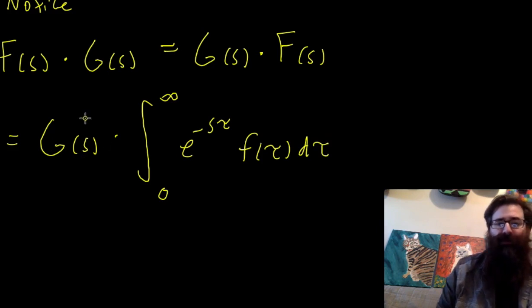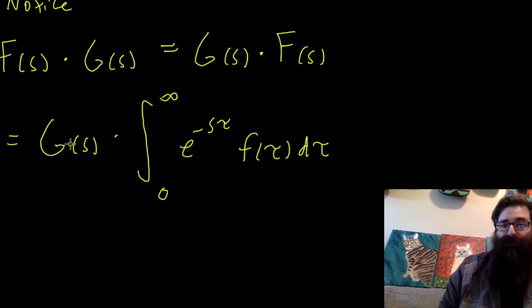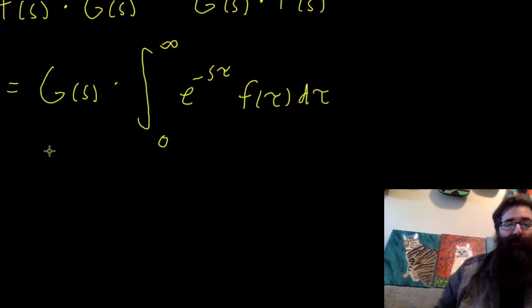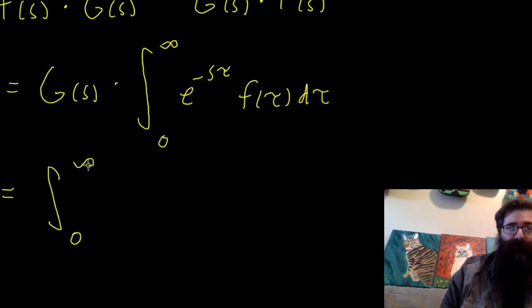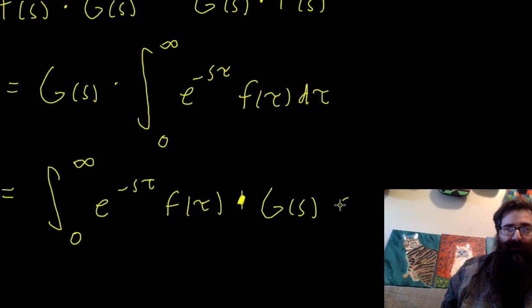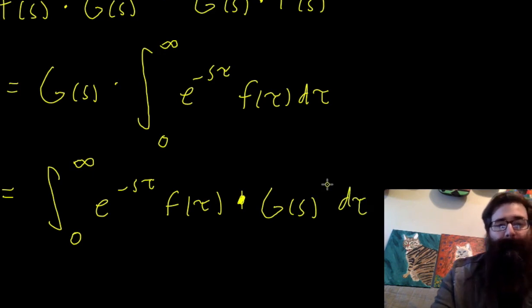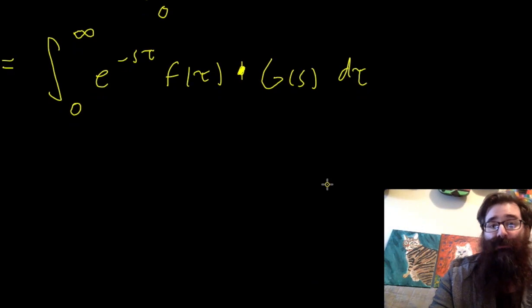And since this function capital G of s is a function of variable s, I can treat it like a coefficient. I can leave it out in front, or I could do the opposite and push it into the integral. So let me bring it in then. This is the integral from 0 to infinity of e to the minus s tau times f of tau times g of s d tau. And now I can mention what we said g of s is.